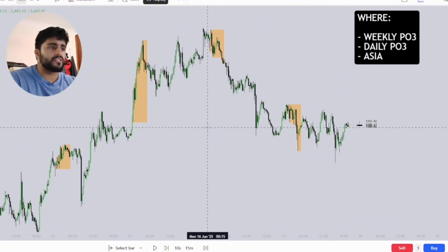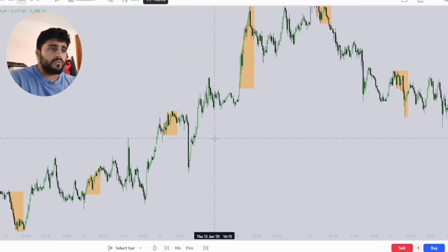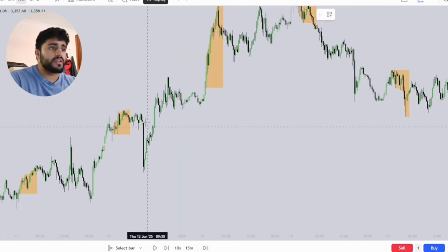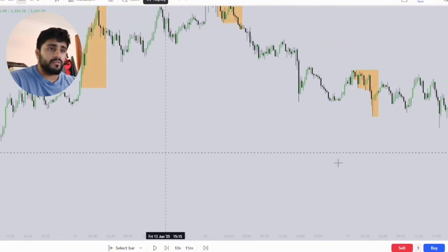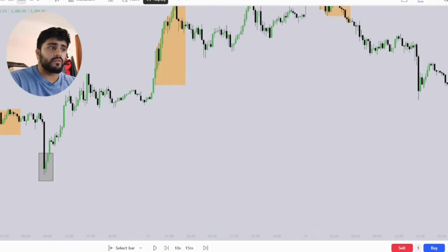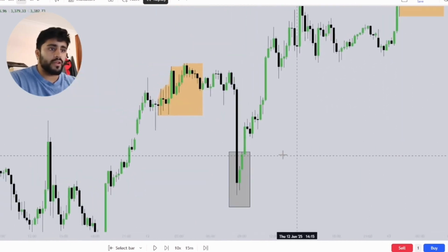thing, right? We're going to be basing this trade off a particular scenario. So if we go over here, this is now the 12th of June. What we can see is a manipulative move down, and then we see a fair value gap to the upside, right? So we are typically looking for a bounce off a fair value gap, right? So let's just go over here and understand what was going on.